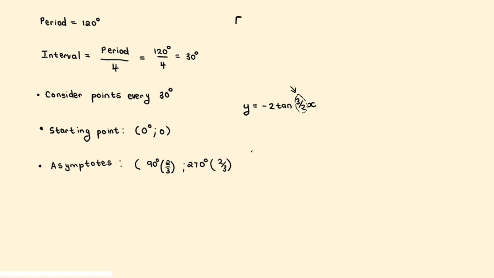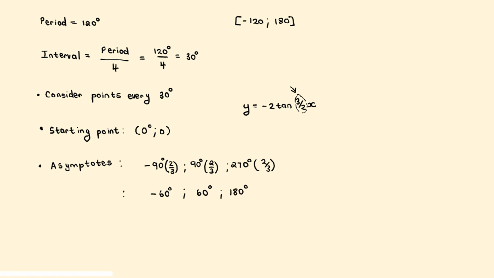However, when we look at the interval that they say we must work in, we see that we'll have another asymptote at minus 90 degrees. However, we need to still multiply that again by 2/3. So then this will give us our new asymptotes of minus 60 degrees, 60 degrees, and 180 degrees. This is going to be the position of our new asymptotes.